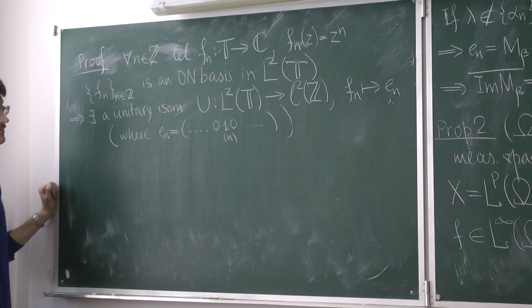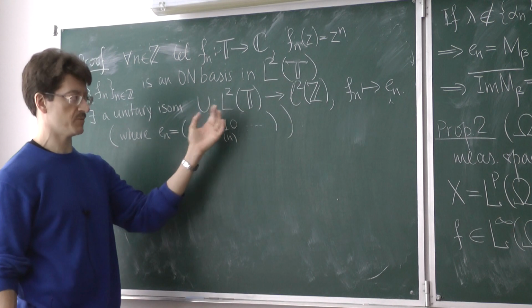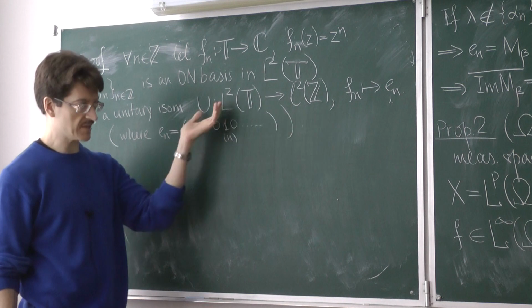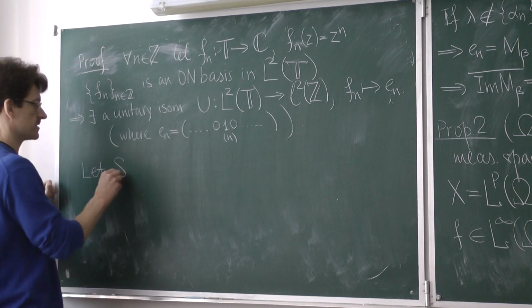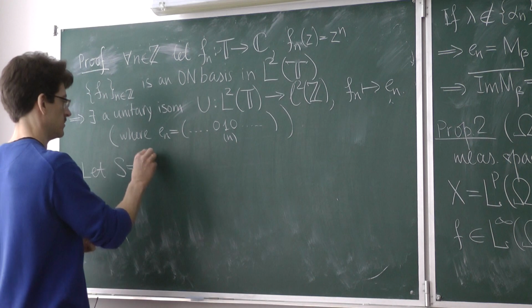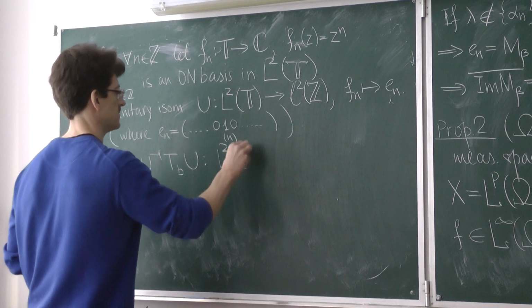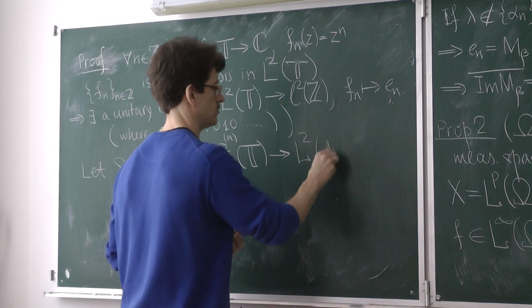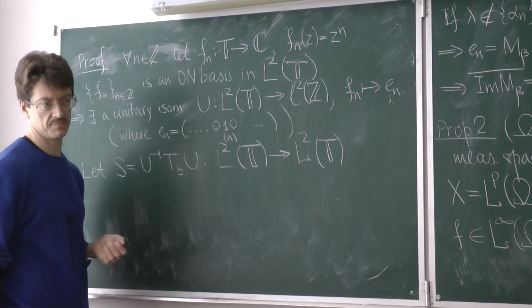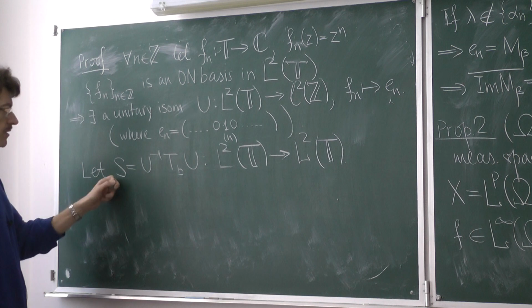Okay, so we have the bilateral shift on the little L2 space and a unitary isomorphism between the big L2 and the little L2. So let's look at the corresponding operator on the big L2 space. Let S be U inverse TB U. This is the operator on the big L2 space, and this operator is similar to the bilateral shift. So to complete the proof, it's now enough to calculate the spectrum and the parts of the spectrum of S.